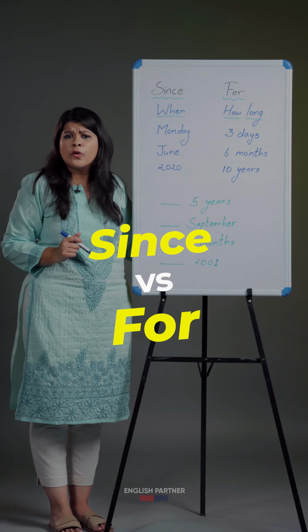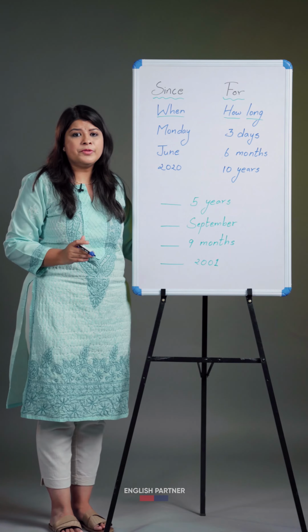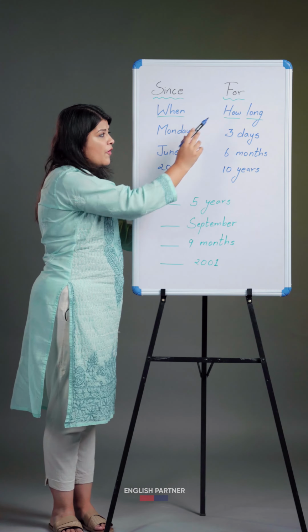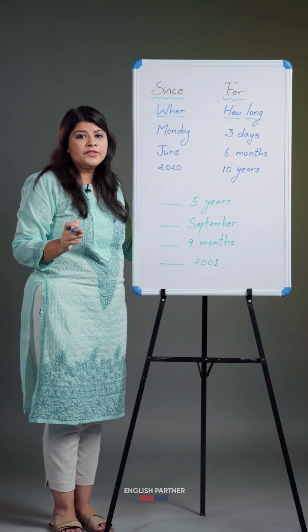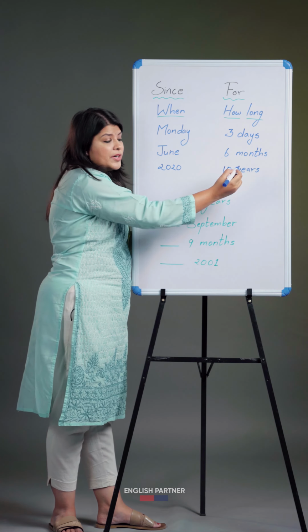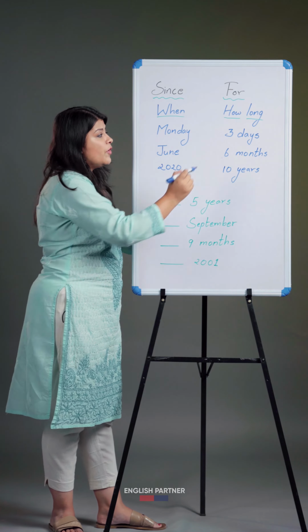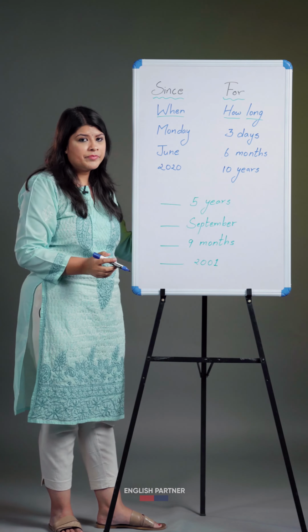Since and for, what's the difference? Let's have a look. For is generally followed by a period of time. How long? 3 days. Here we use the number of days. How many months? 6 months, the number of months. How many years? 10 years, the number of years. We always use the number here.